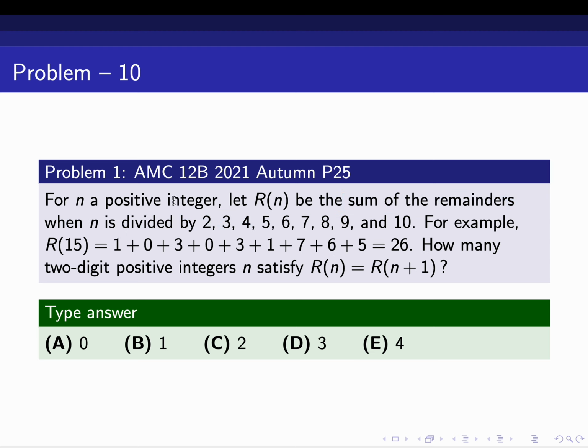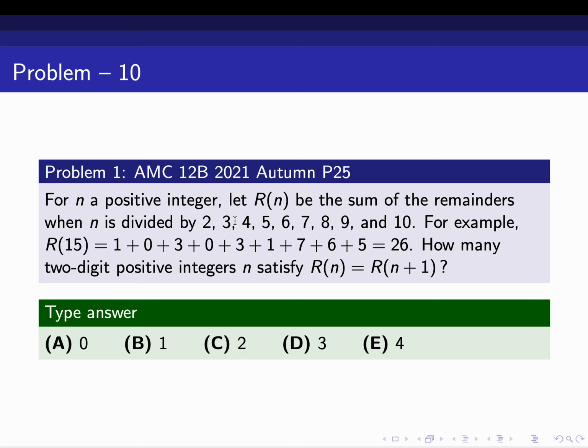Okay, for a positive integer n, let R_n be the sum of remainders when n is divided by 2, 3, 4, 5, 6, 7, 8, 9, 10. For example, R_15 is 1, 0. How many two-digit positive integers satisfy R_n equals R_(n+1)? Okay, I guess this is an interesting lemma.